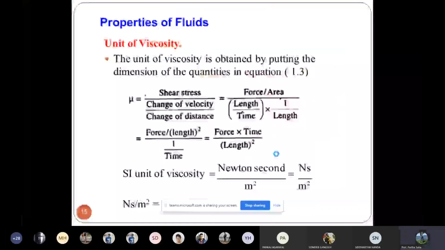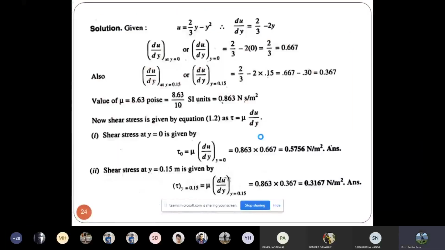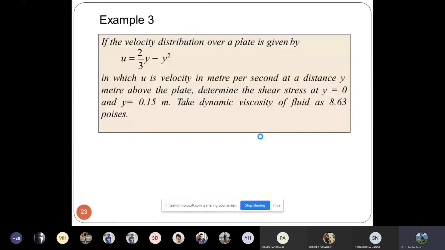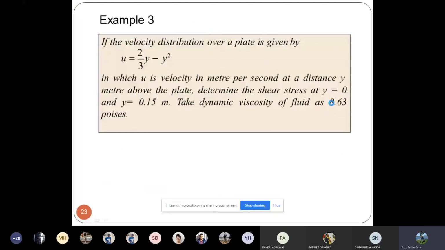Okay, so here we start again from here. As I just said, for this particular numerical, the parameters are given. So how to solve it? The equation for the velocity is 2/3 y minus y squared. So you take the first derivative, you get this. Now you have to determine the shear stress at distance y equal to 0 and y equal to 0.15 meter.